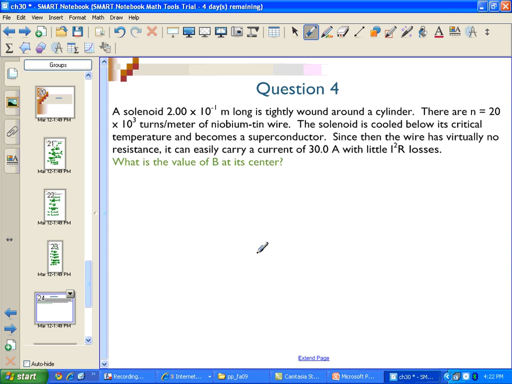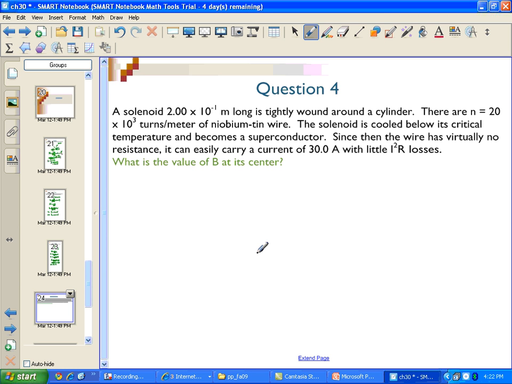Next question. Here we're given a solenoid which we're told is 0.2 meters long, and we're also told that there are 20,000 turns per meter for this particular solenoid. So they've actually given us little n.